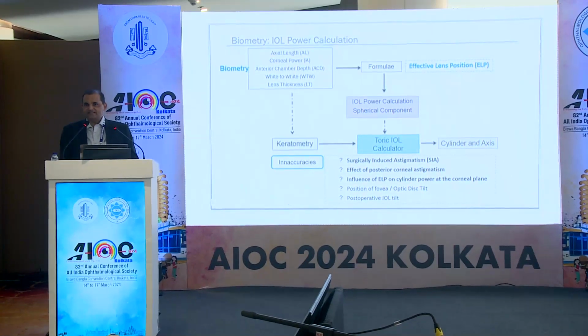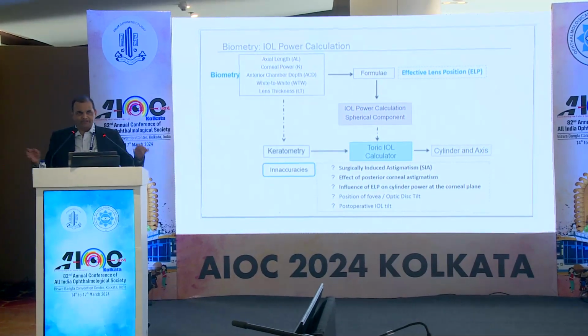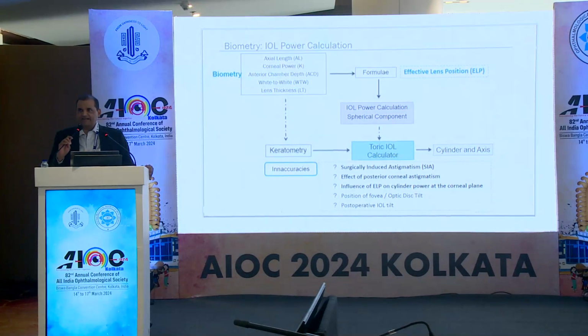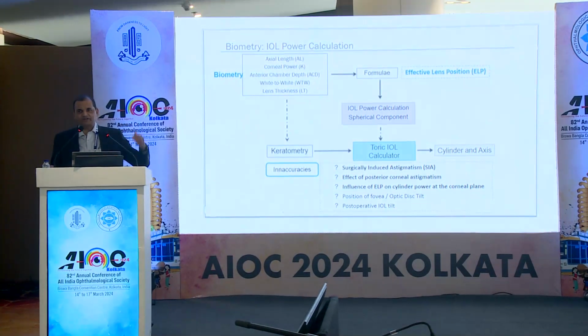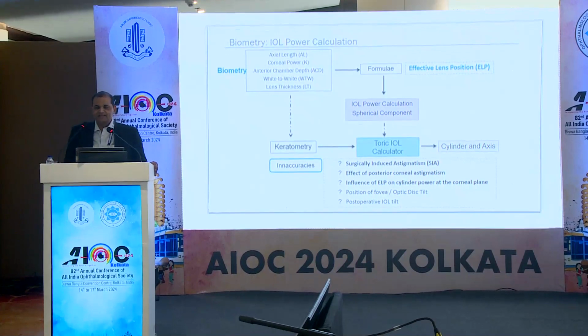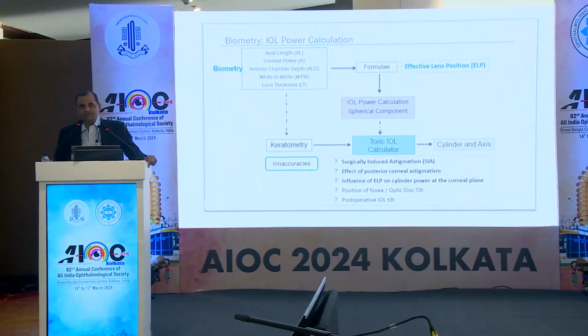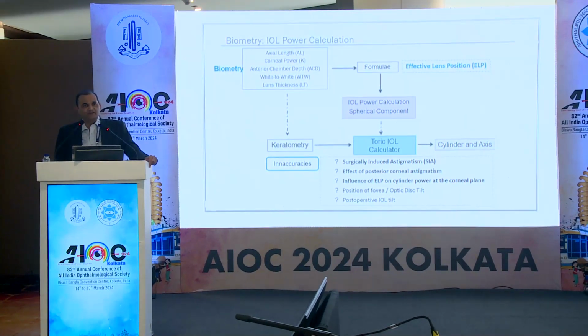Now, if it is the same, then why do we have so many toric calculators? Because we have a little bit of understanding about the astigmatism part. First is the SIA part, surgically induced astigmatism. There is some newer understanding about the posterior corneal astigmatism part. There is definitely an influence of effective lens position, the cylinder at the corneal plane and cylinder at the IOL plane, and certain things like a postoperative IOL tilt factor. So we will briefly go through them, and then we'll go for which toric calculators are available to us.